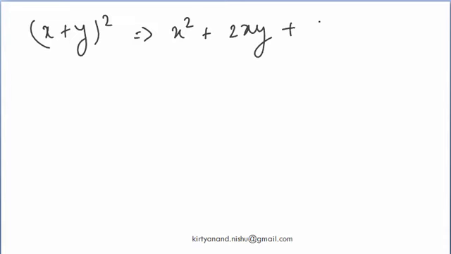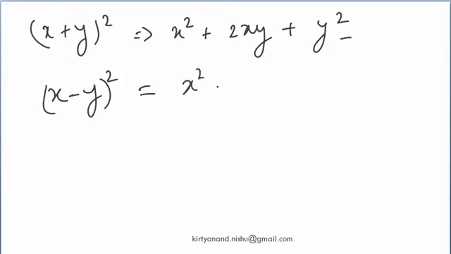So the very first one and the most simple one is x plus y whole square, and obviously most of us remember it as x square plus 2xy plus y square. Similarly, the other formula that we typically use, again one of the most basic formulae in algebra, is x minus y whole square, and again we mug it up as x square minus 2xy plus y square.